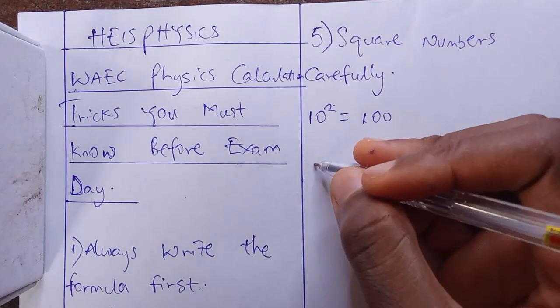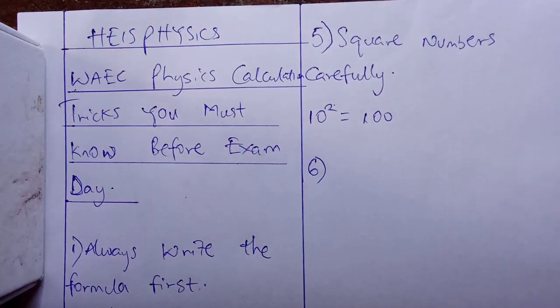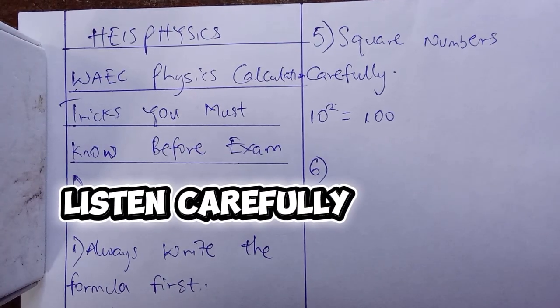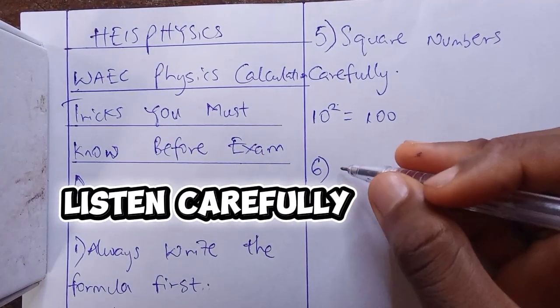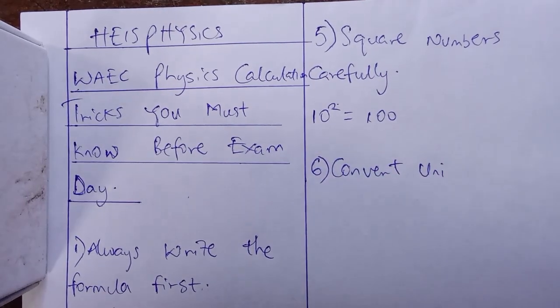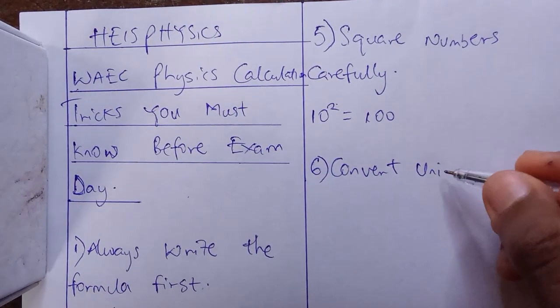Now, the sixth trick: convert units before solving. This is very, very important. This is what kills students' marks in WAEC. Convert units before solving.